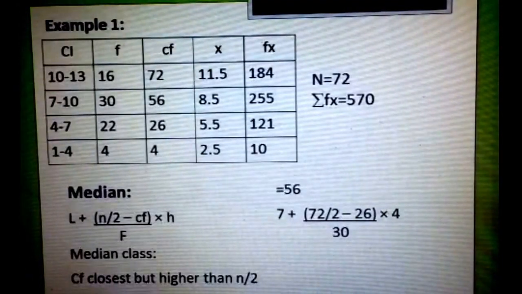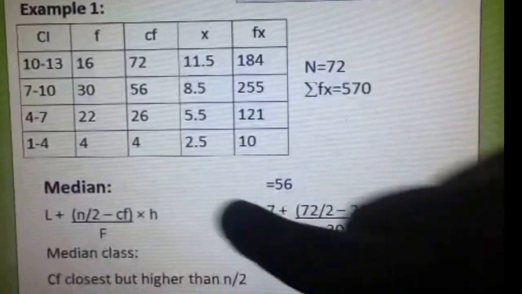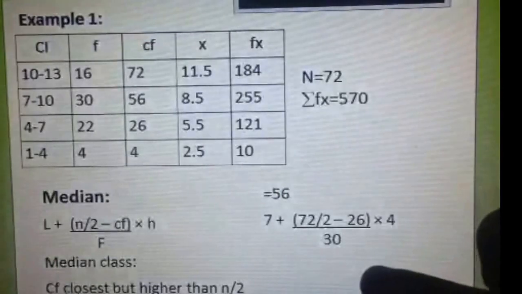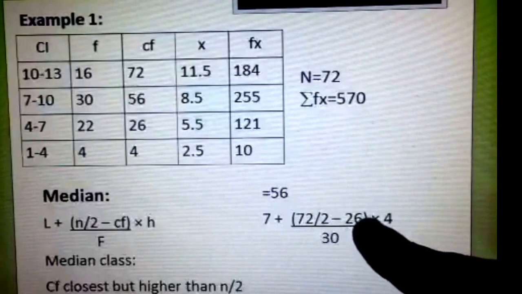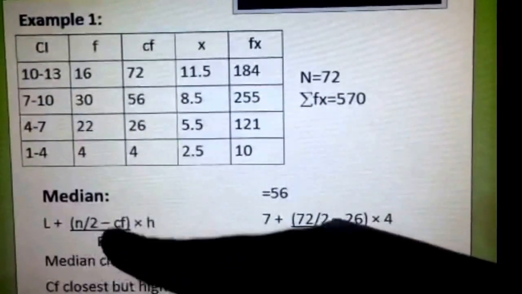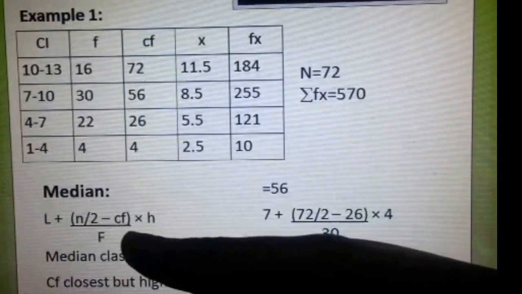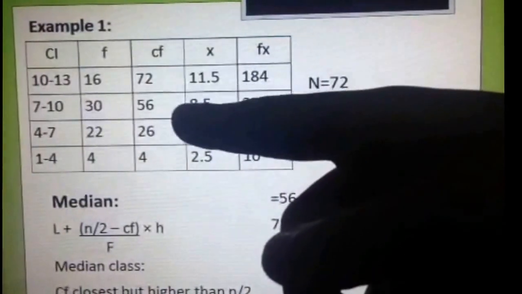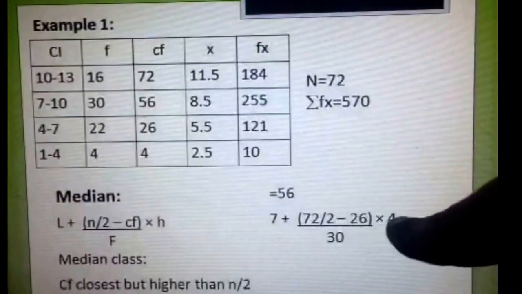And all we need to do is to substitute the values. The L, which is the lower limit, would be 7 right here because that is our median class. This is the upper and the lower limit. That's what we need to remember. We have our n over 2, which is 72 over 2 minus 26. Cf, this Cf here is the cumulative frequency of the group before the median class. Our median class is right here. We have 56, and what's before that is 26, and that will be our Cf, multiplied to the class size.